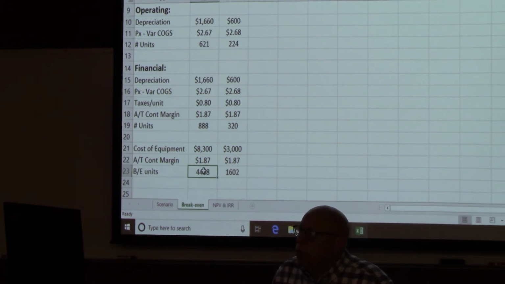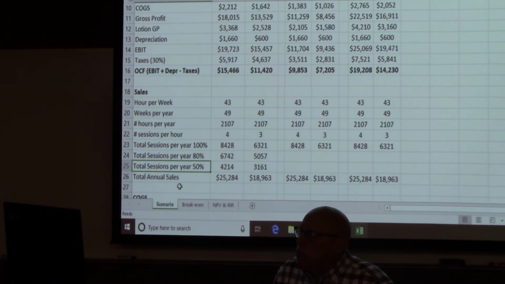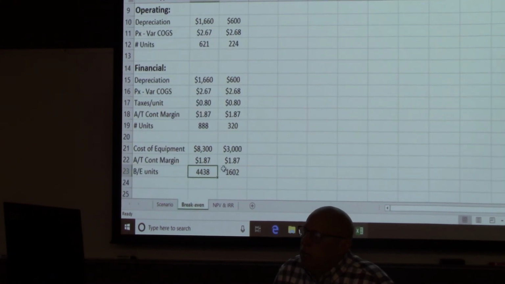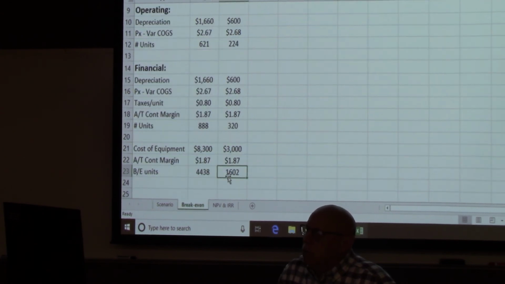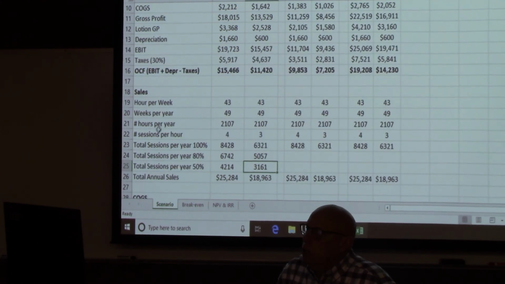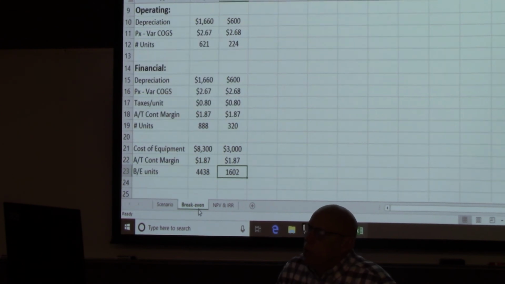So we need to do 4,400 tanning sessions after taxes to break even on the dome, to pay the equipment off the dome. So it's going to be a year and a month or two. And 1,600 tanning sessions to break even on the bed, and under worst case scenario, we break even on that bed a lot quicker. 1,600 sessions, and under the worst case scenario, we'll do 3,100 sessions. That's 50% occupancy.